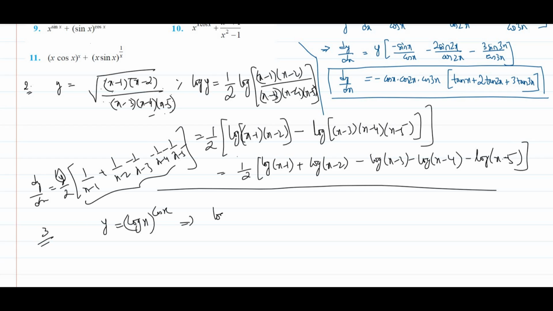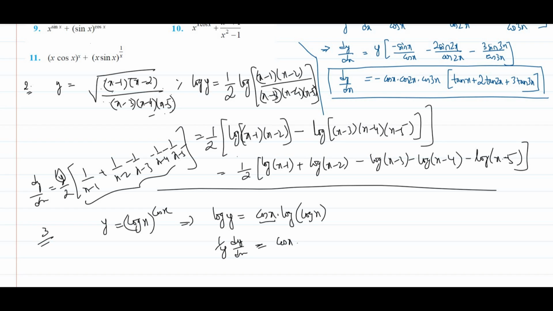What we'll be doing, I'll be taking log to both sides, and you'll be getting log of y equal to cos x times log of log x. This becomes a simpler expression. The exponent comes to the product here as a normal coefficient. So now I'll be getting 1 by y dy by dx. This is simply the UV rule.